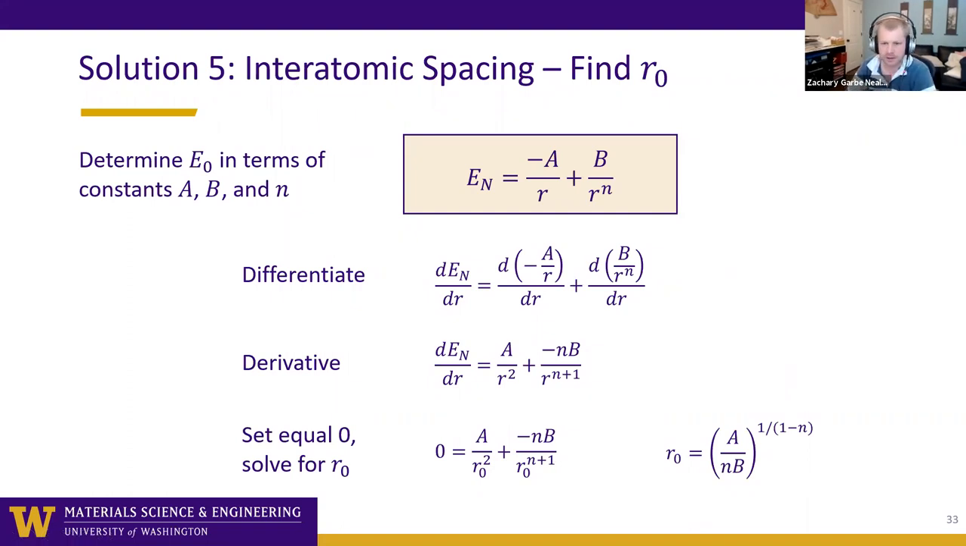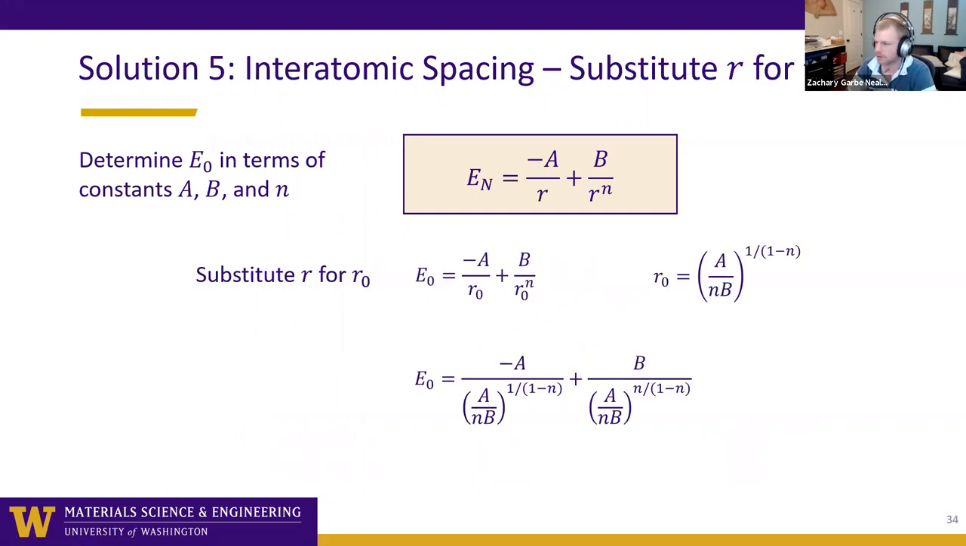Then what you would do is go back to the original equation and substitute R naught, which we just found, for R. That gives you your final equation, where you can find the bonding energy given these constant values, which, like I said, would be given to you as values in a problem.